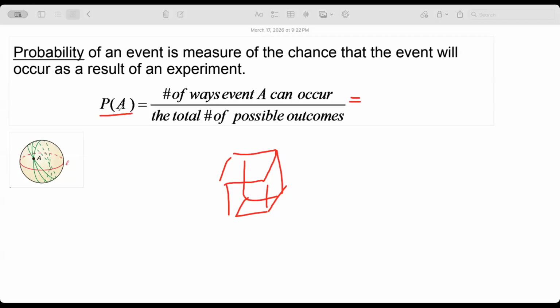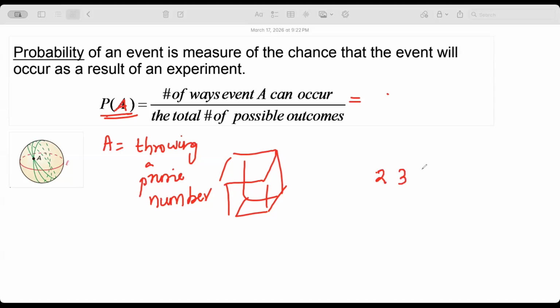This is read as the probability of an event A. What is that event A? Event A is throwing a prime number. So what is the probability? What are the prime numbers? 2, 3, 5. No, 1 is neither prime nor composite. That sort of knowledge is what is important when it comes to probability. So 3 out of 6 is 1 out of 2. Make sense, guys?